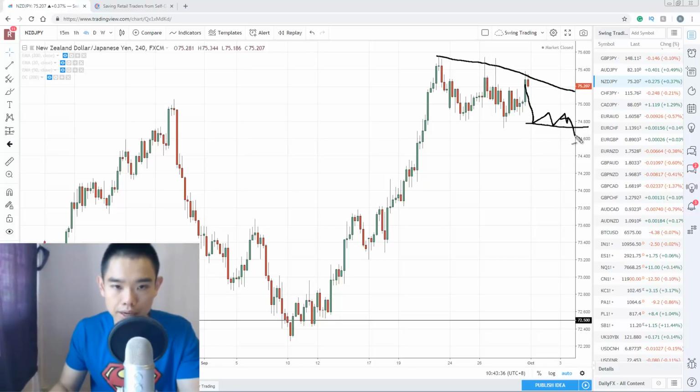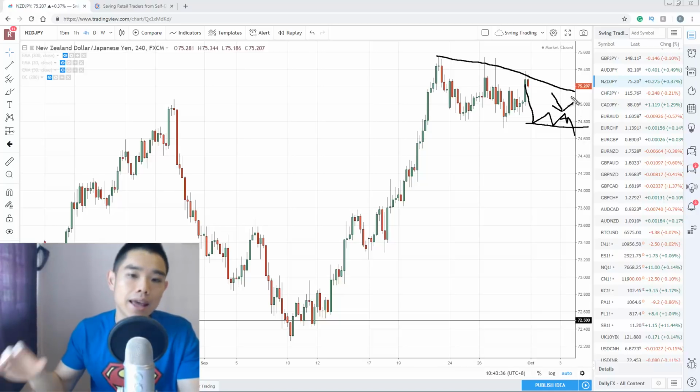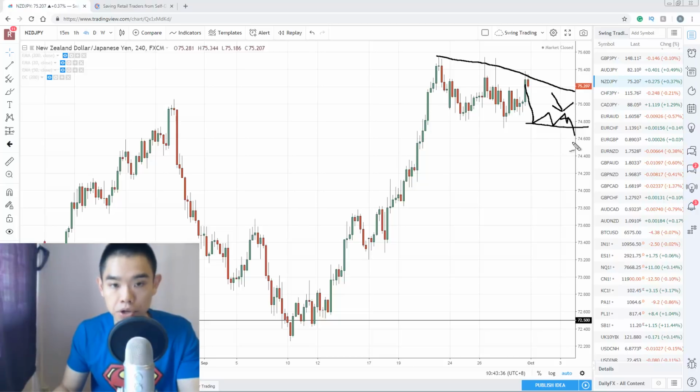So if the market can break down below the low of this swing low, you can then reference this swing high as your stop loss, in anticipation that the market could continue lower.